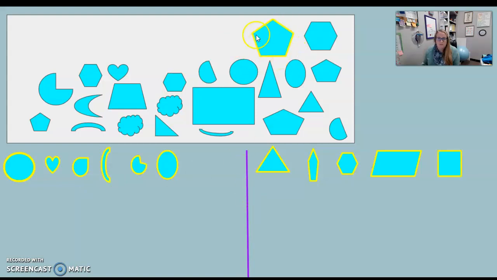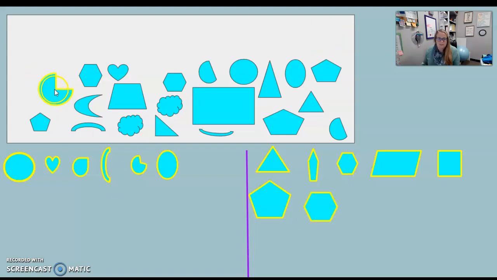Alright, 1, 2, 3, 4, 5 is a pentagon. Should a pentagon go with the circle or the triangle? I'm going to put it over here because we already said the pentagon goes over here. Alright, let's look at the next one. Ooh, we have another hexagon. 1, 2, 3, 4, 5, 6. Hex. There's that X again. Hexagon. Is the hexagon going to go with the circle or with the other hexagon? Yeah, it's going to go with the other hexagon.